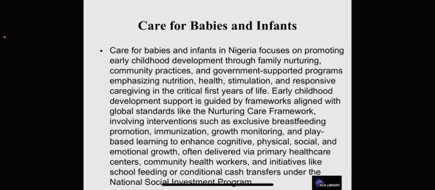So such as exclusive breastfeeding promotion, immunization, growth monitoring, and play-based learning, in order to enhance cognitive, physical, social, and emotional growth, often delivered via primary healthcare centers, community health workers, and initiatives like school feeding or conditional cash transfers, that is under the National Social Investment Programs.